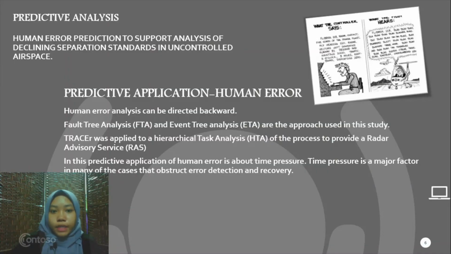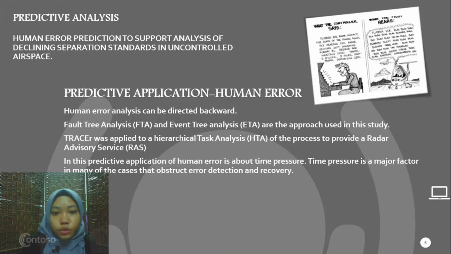For predictive application in human error analysis, it can be direct backward, because it considers the unwanted event and then determines that the offense may cause such an incident. FTA and ATA were used in these studies to make predictions.